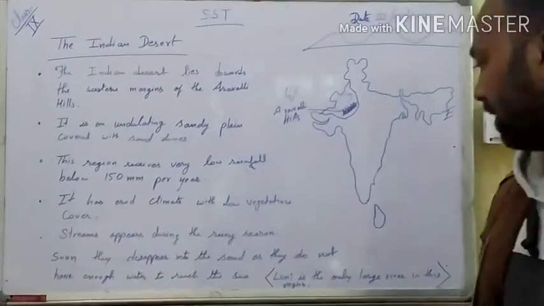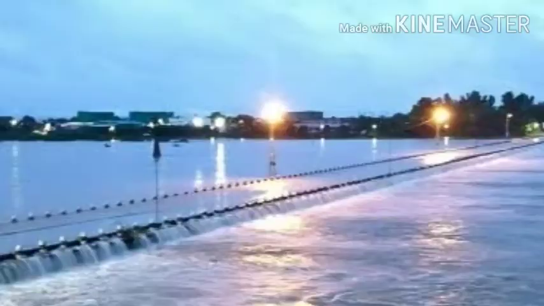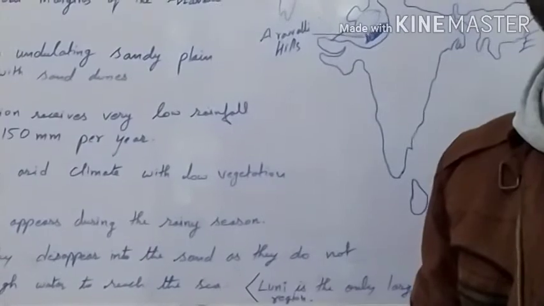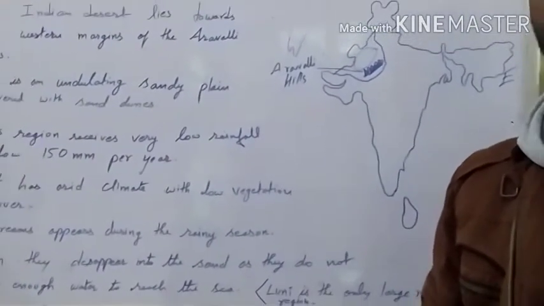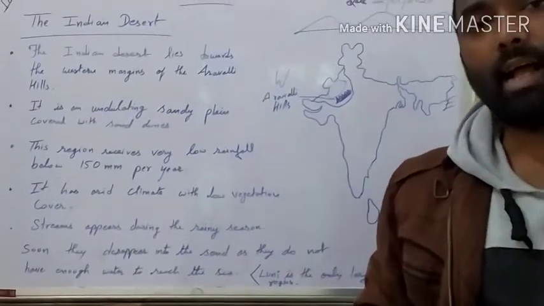Luni is the largest river in this region. In the desert of Rajasthan we have a source of water, that is the river Luni. It is the only river, and the largest river, in the state of Rajasthan.